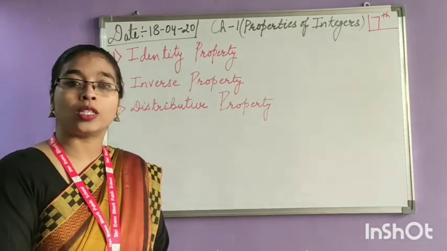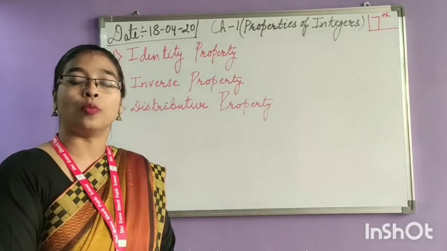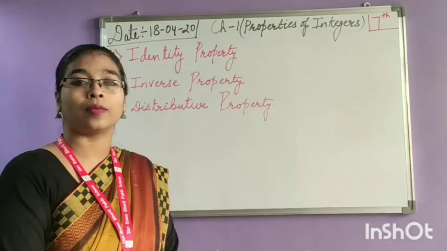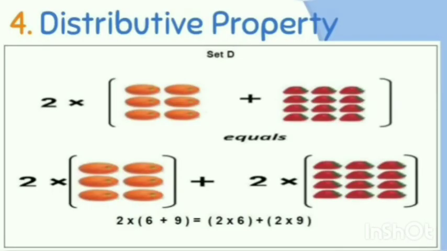So, without wasting any time, let's move to the topic. Today we are going to discuss the distributive property, inverse property and the identity property. So let's start with the distributive property. In the distributive property, we have to distribute the member which is outside the bracket to each and every member which is inside the bracket.